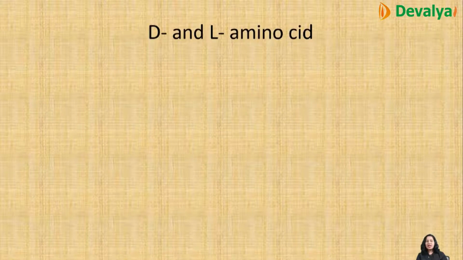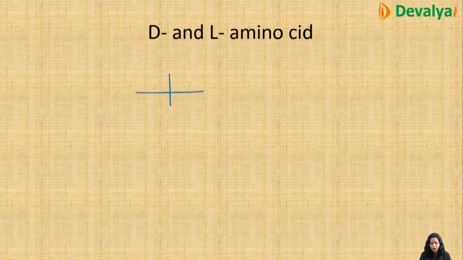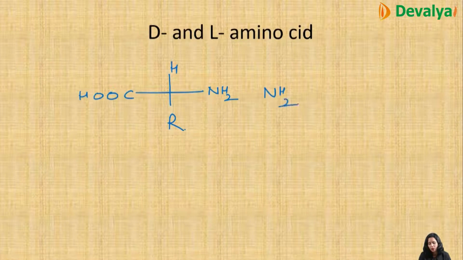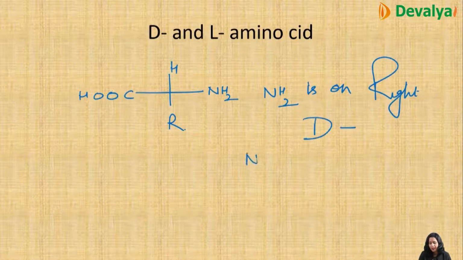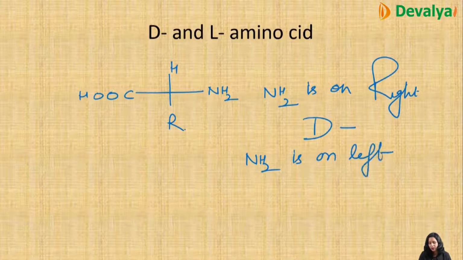Next is the D and L amino acids. Like there was D and L glucose, there are D and L amino acids also. So depending upon the position of the NH2 group, like you have NH2 here, COOH here, H here, R this side. If your NH2 is on the right side, then we call it D. And if NH2 is on the left side, then we call it L. So if it is on the right side, D, on the left side, this is L.